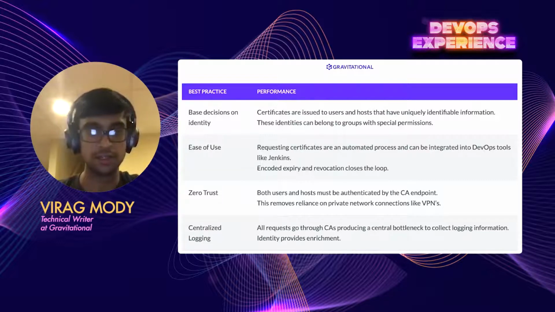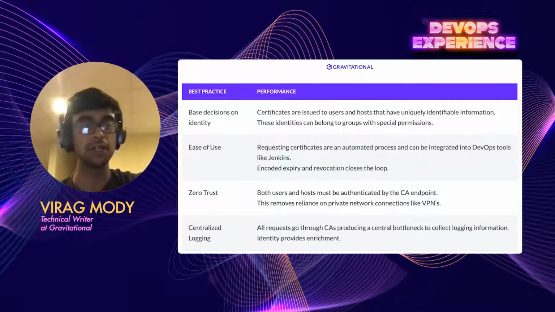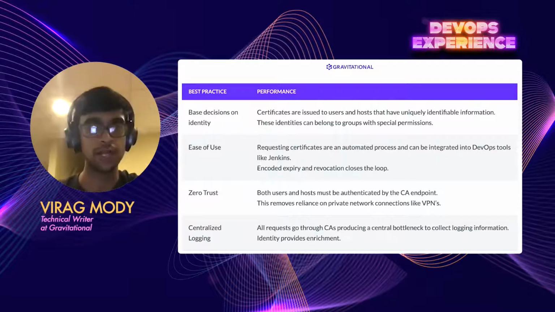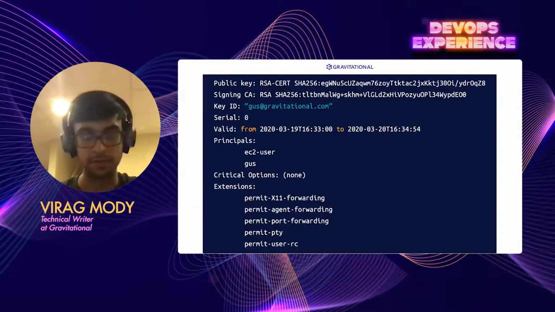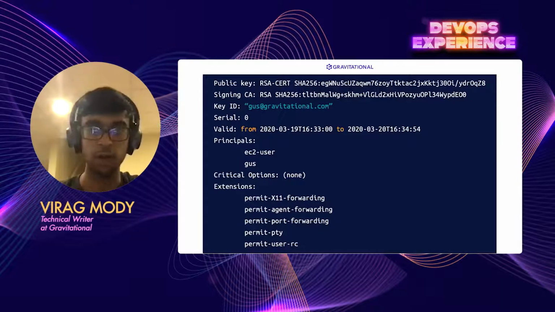The first one is to base decisions on identity and not secrets. Now, certificates can be issued to both users and hosts, and these users and hosts will have uniquely identifiable information. We saw this when we looked at the key ID for this user certificate, and then you'd also have a key ID for a host certificate, like AWS East production environment, right?